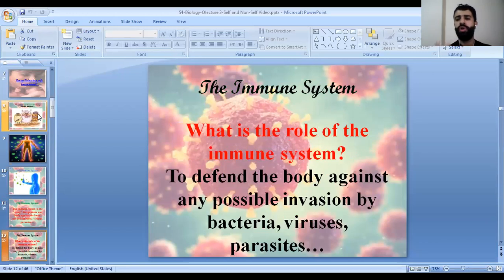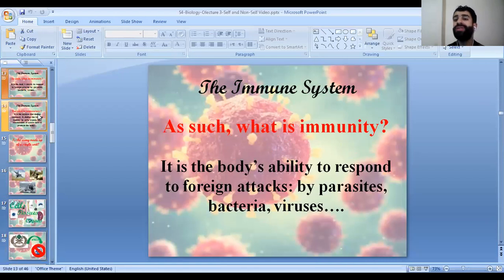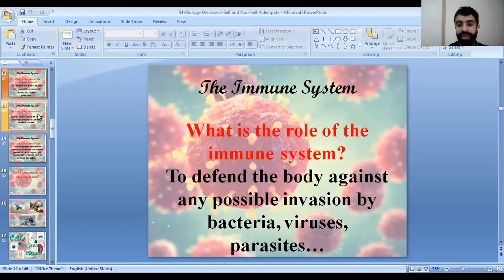So what is the role of the immune system? We said that the immune system is like the army. Its role is to defend and protect the body against possible invasion, any attack by bacteria, viruses, and other harmful substances. What is immunity? Here we have three definitions. The immune system is the army. Its role is to defend our body.